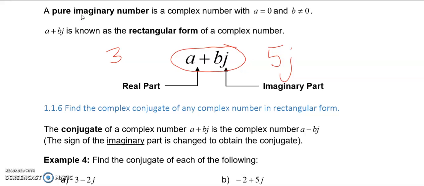Now, one important thing that you need to be able to do with complex numbers in this form is to come up with what we call the conjugate of these complex numbers. And it's very easy to do that. You were finding conjugates of radicals back in Math 1700.